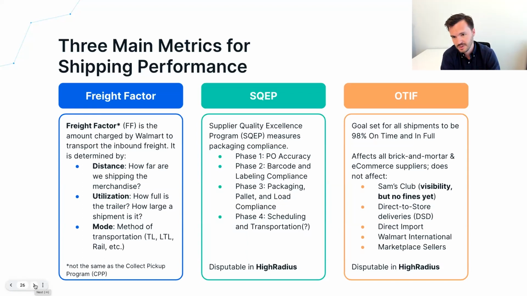But the breakdown that you see right below this is much more detailed, right? PO accuracy is really more electronic than it is having anything to do with packaging. So it's a really good example of how SQEP goes beyond just packaging. But what you see in phases 2 and 3 is you have barcode and labeling, right? So that has to do with how you're communicating what is actually in the shipments themselves. And then phase 3 is packaging, pallet, and load compliance.